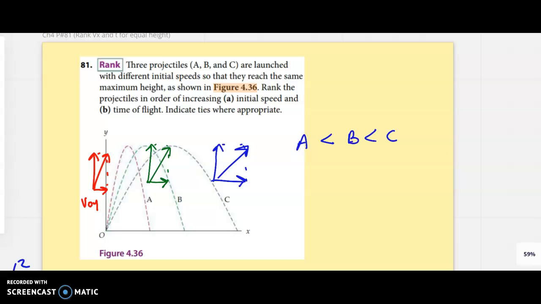And then the time of flight. The time of flight is all going to be the same. It takes the same time to go up to the same height and come back down. That must mean that since the acceleration is the same, that's why I said those initial velocities were all the same size to start. So if they had the same initial velocity, same acceleration, same displacement, they're all going to have the same time in the air.